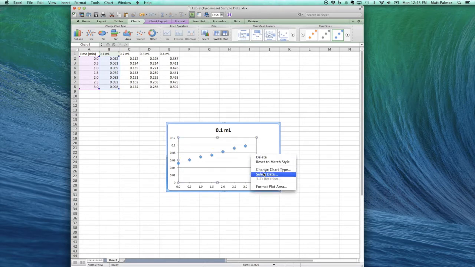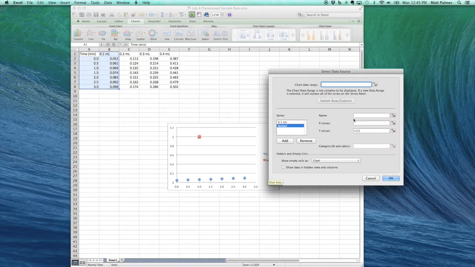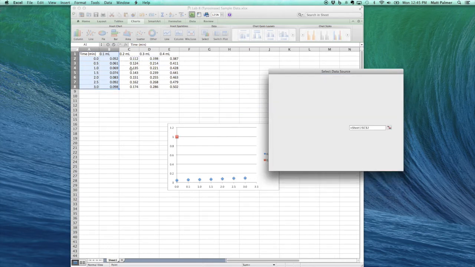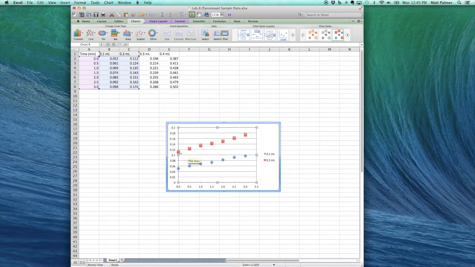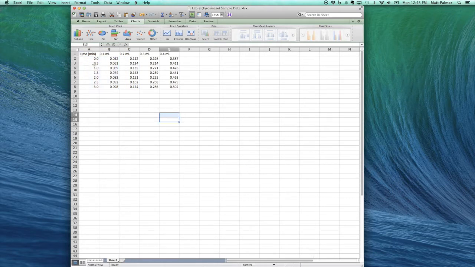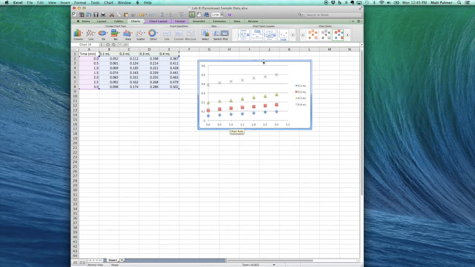If I want to add to this so I get all four groups on one graph, I click Select Data. I add a second group. I'll name it, so I'll add the 2 mL data here. The x values, again, are time. They share this data. And then the y values are my absorbance readings for that group. So you can see I've added that second group to this graph. And I would do the same thing for the third and the fourth. Overall, you end up with a graph that shows you absorbance over time for all four groups. That's the first part of part A.